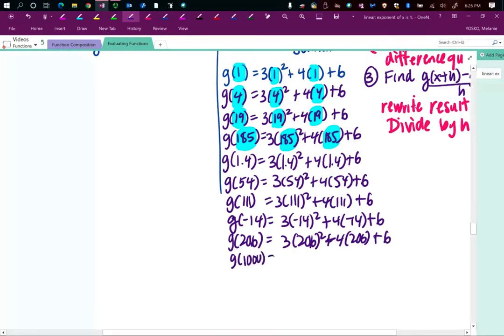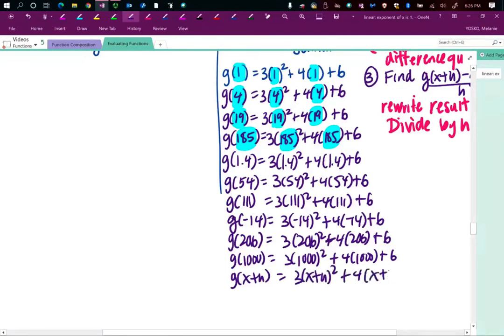G of 1,000: 3 times 1,000 squared plus 4 times 1,000 plus 6. G of x plus h: 3 times x plus h squared plus 4 times x plus h plus 6. Look, we did it.